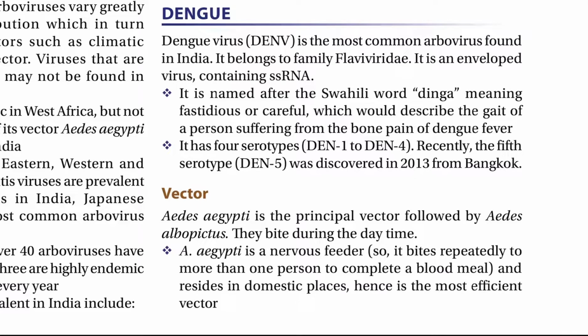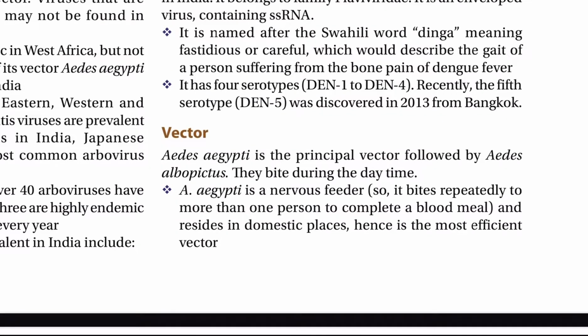So dengue is the most common arbovirus. It's from the family Flaviviridae. The serotypes are DEN1 to DEN4. Recently, DEN5 was discovered in 2013. The main two vectors in dengue are Aedes aegypti and Aedes albopictus.